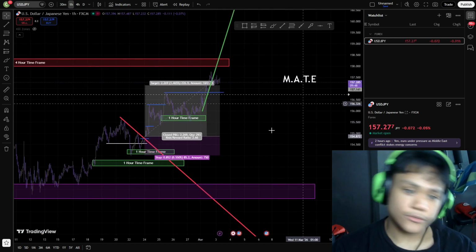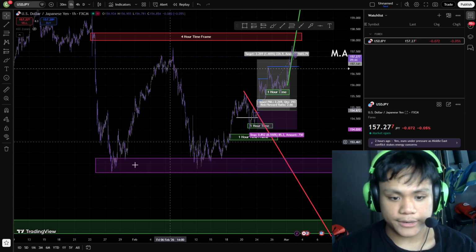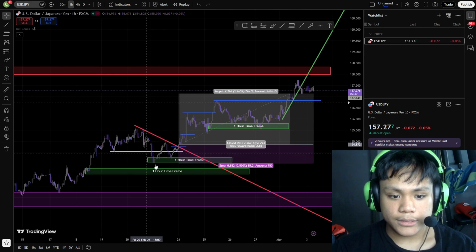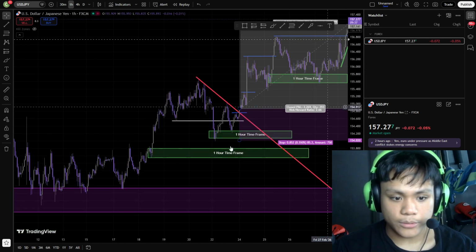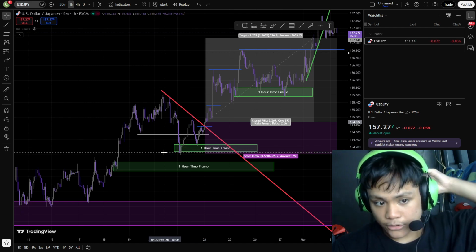Next is alignment. So again, we put the alignment. We see that there's like a support right here. A lot of rejection right over here. Then there's also a demand zone from the 1 hour time frame. You see over here and over here.